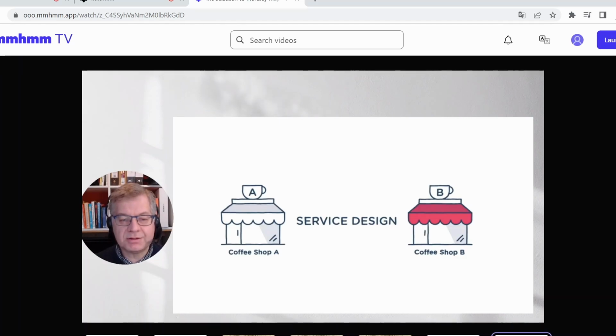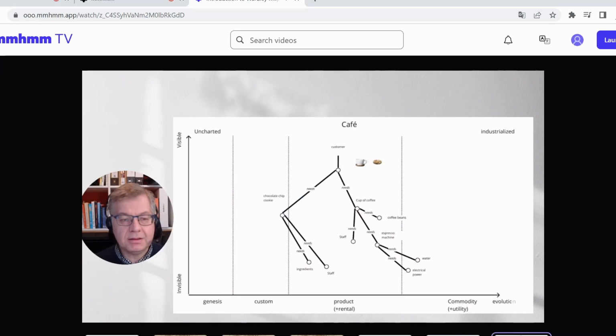Let's assume that a customer wants a coffee and a biscuit. To make coffee, we need beans, we need staff to make it, we need water and power. Notice here how power and water are placed at the bottom of the map, and they are also commodities, so they are placed far to the right. This is because they are invisible to the customer, more or less.